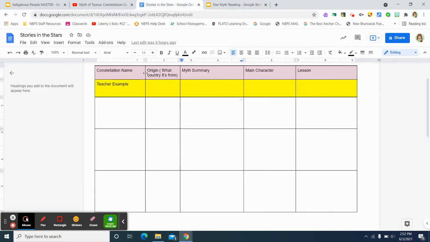Just to be clear, right? Constellation name, it's always on the top. Where is it from? A quick summary, a sentence summary. Who is the main character and what's the lesson? So the lesson is either the moral or what we learn about nature.